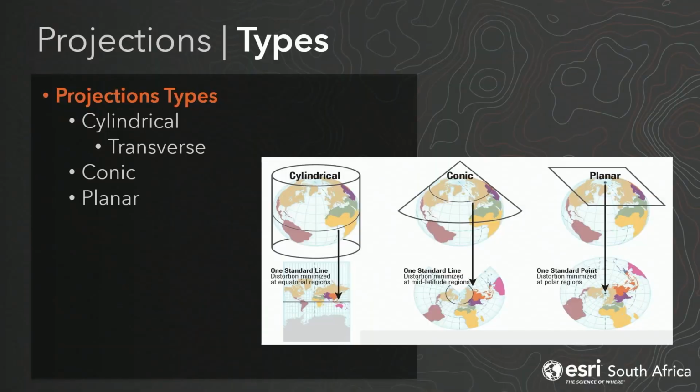So in this final video, we're going to talk about the types of projections and then touch on the projections that we use in South Africa. So to start with, what types of projections do you have? We have conic projections, planar projections, and cylindrical projections. Those cylindrical projections can either be transverse or normal cylindrical projections. And we're going to go into the details of all of those.